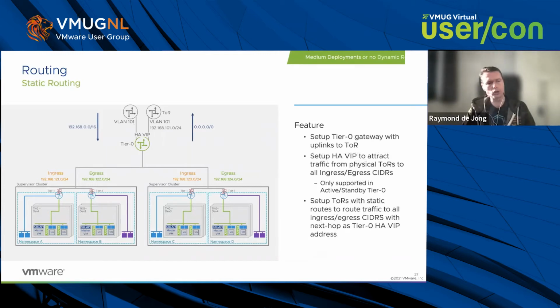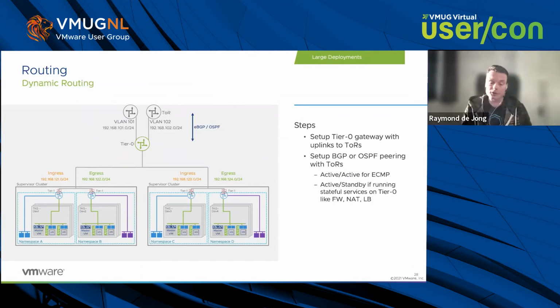For medium deployments or deployments which are not able to leverage dynamic routing, obviously you can use static routing configuration, and then you can set up an HA VIP on your tier 0 gateway to attract traffic from the physical network, and obviously create routes as a default gateway towards the physical network. And then make sure, obviously, on your physical network to point all the ingress and egress networks towards that tier 0 HA VIP to make sure that works. Static routing with HA VIP requires an active standby tier 0 configuration. So keep that in mind.